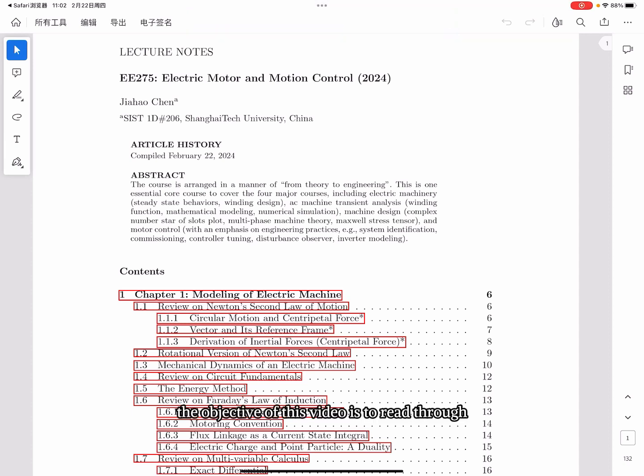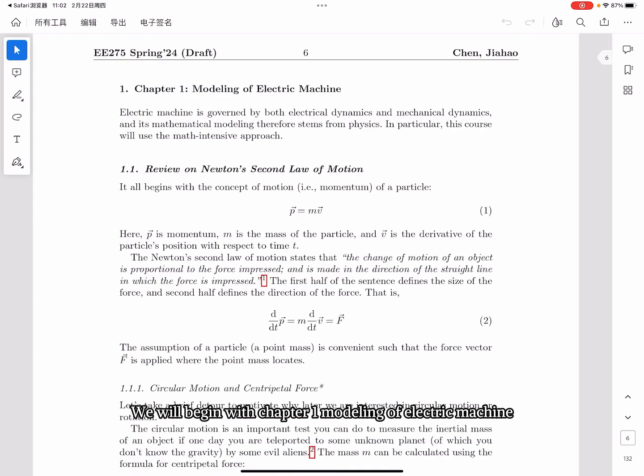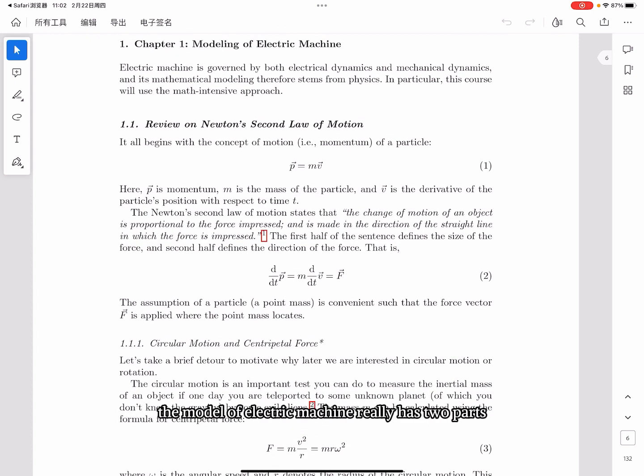The objective of this video is to read through the lecture notes of the course EE275 Electromotor and Motion Control. We will begin with Chapter 1, Modeling of Electric Machine. The model of electric machine really has two parts, one including electrical dynamics and mechanical dynamics.